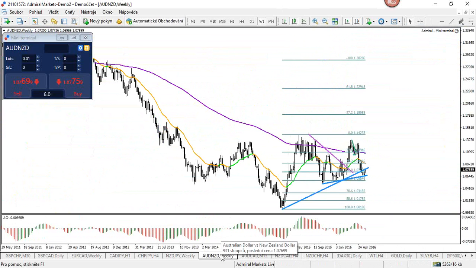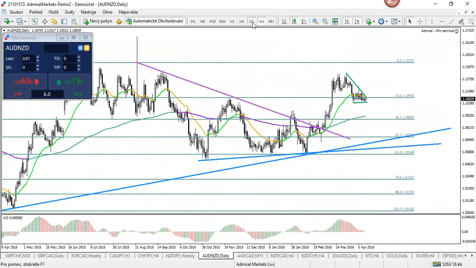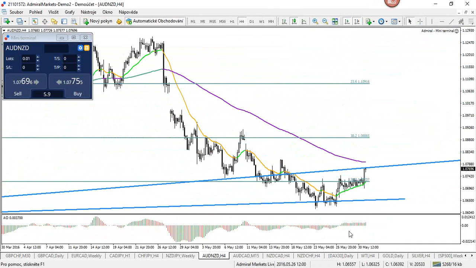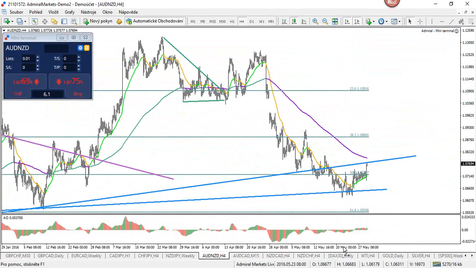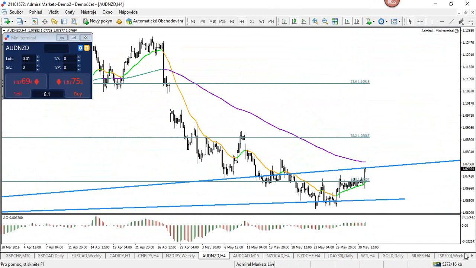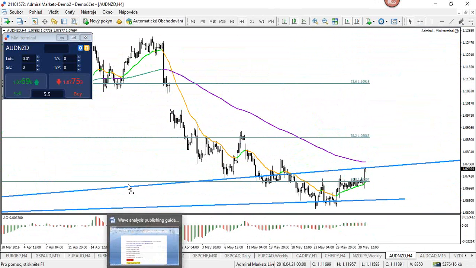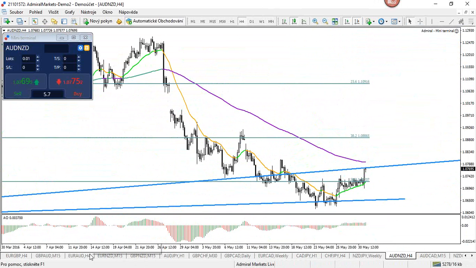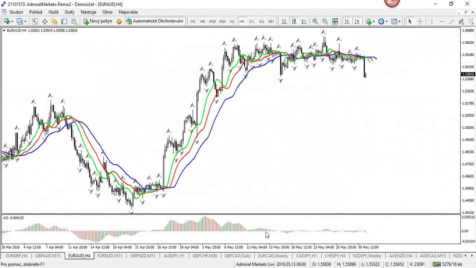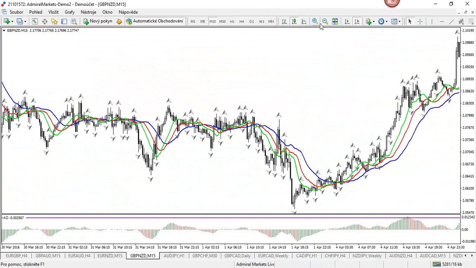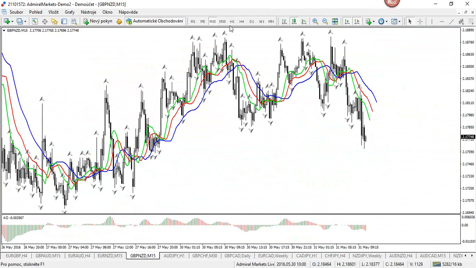All right, some other pairs. Let's see, New Zealand at support. Could be a bouncing spot for Aussie. Not necessary to trade, but when deciding whether to trade Aussie or New Zealand, that could be interesting. Euro is a very mixed bag. That does not look interesting to me. Let me scout the charts, scan the charts to see if there's anything interesting.